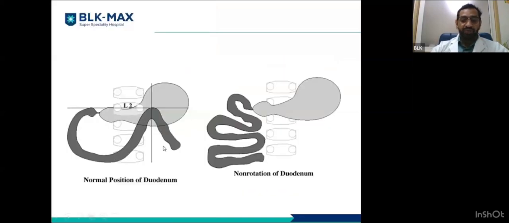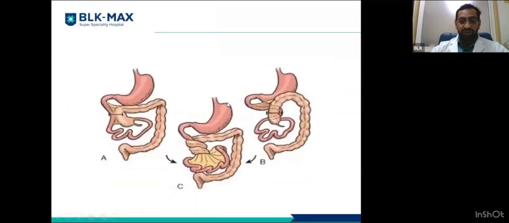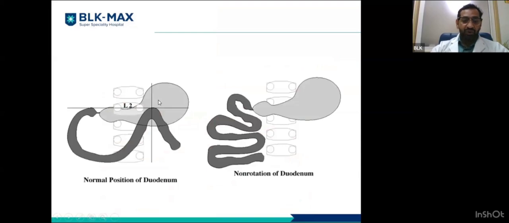So now a few slides on malrotation. In a normal child, the DJ should be lying on the left side of the spine. So this is the stomach, this is the duodenum, this is the jejunum. This is the DJ junction, the duodenojejunal junction, which is lying on the left side of the spine. But in malrotation, the DJ lies on the right side of the spine.